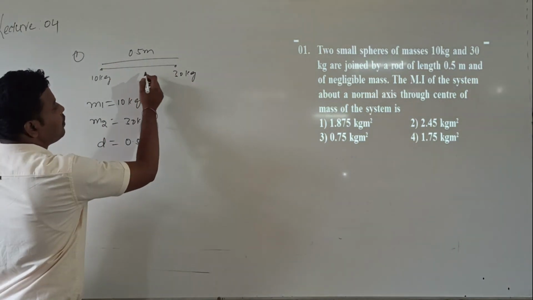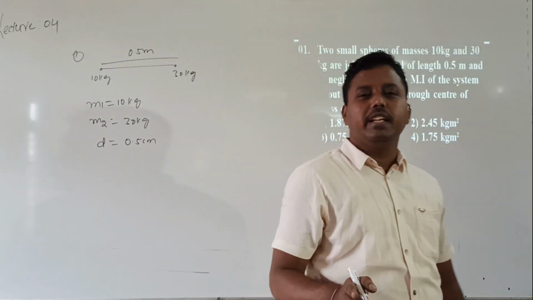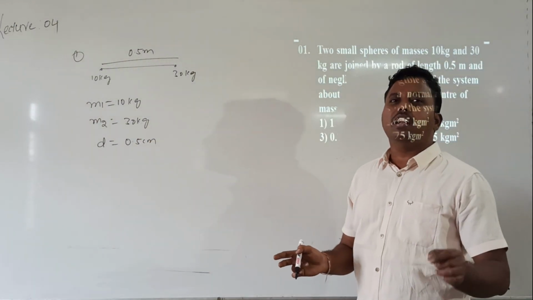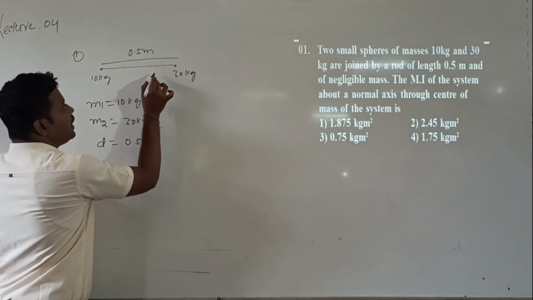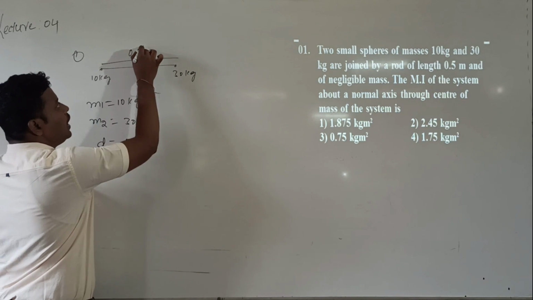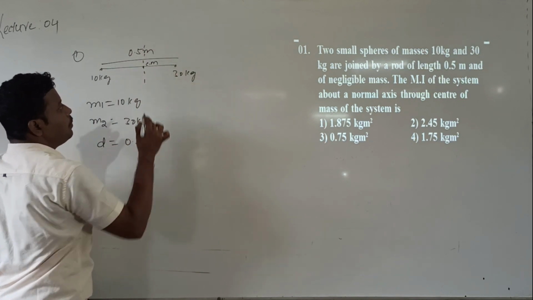So where will the center of mass coincide? For the system of two particles of unequal masses, the center of mass will be located nearer to the particle of heavier mass. So here somewhere the center of mass will be. I want to calculate the moment of inertia about this axis. This is the center of mass.